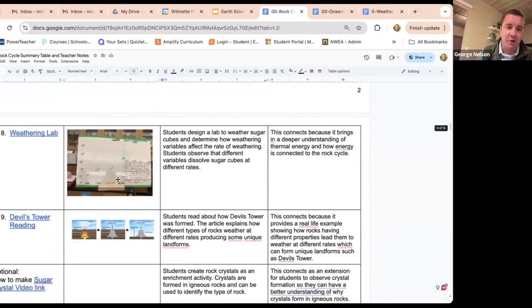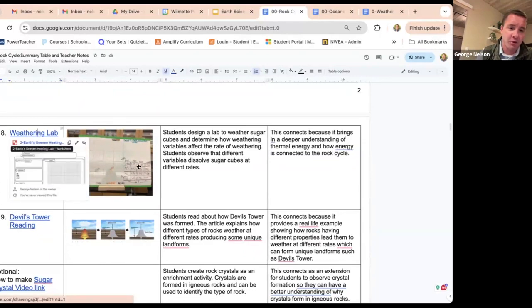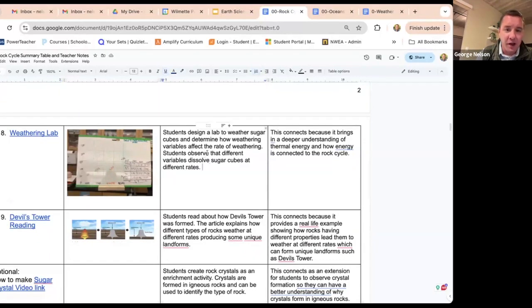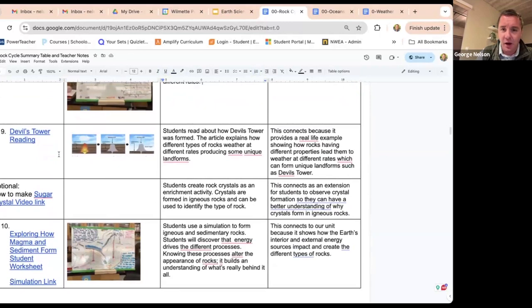Afterwards, I'm always trying to do more graphing labs and extensions with these. There's a weathering lab here where they take different sugar cubes and use different ways to weather them. I make them dissolve at different rates. They change the temperature. They can change the acidity. I forgot which ones we put in, like vinegar, a couple of different variables, and it's just a way to get the kids practicing their graphing.